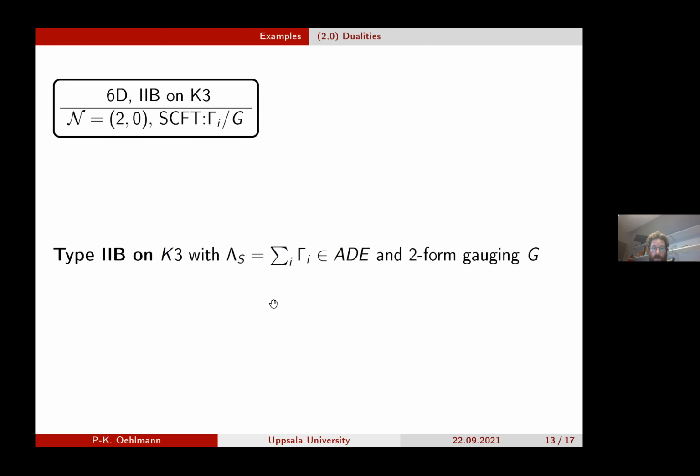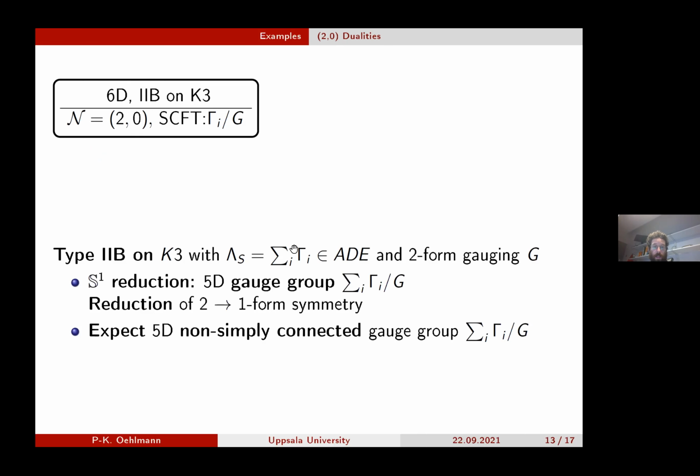Okay, let's now assume we have done that. Now we did so. We find some SCFT with a non-trivial two-form symmetry that I have here, and I will call this SCFT gamma I mod G. Yeah, so I have done it. So how can I see that this is what is happening?